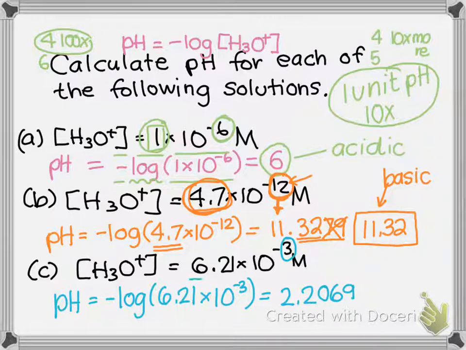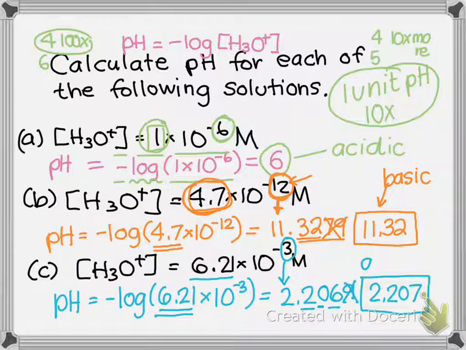You see how this is not 1, and so my first number is 1 less than the exponent. So I knew this was going to be 2 point something. So I have 2.2069. I have 3 digits in my coefficient, so I'm going to keep the 2, the 0, and the 6 and cross out this. So I get 2.207 for my pH. And this pH is less than 7, so this solution would be acidic.